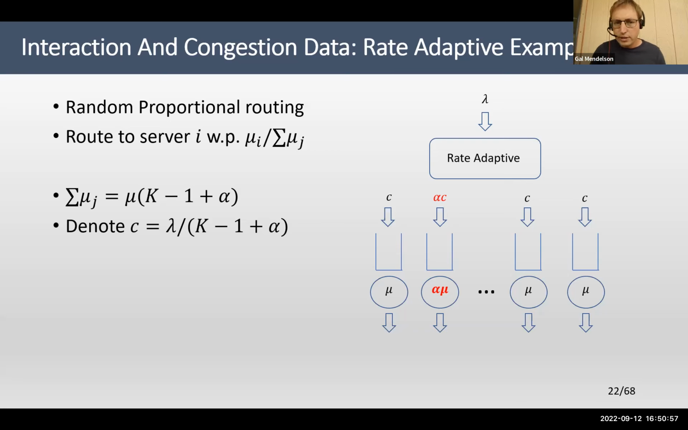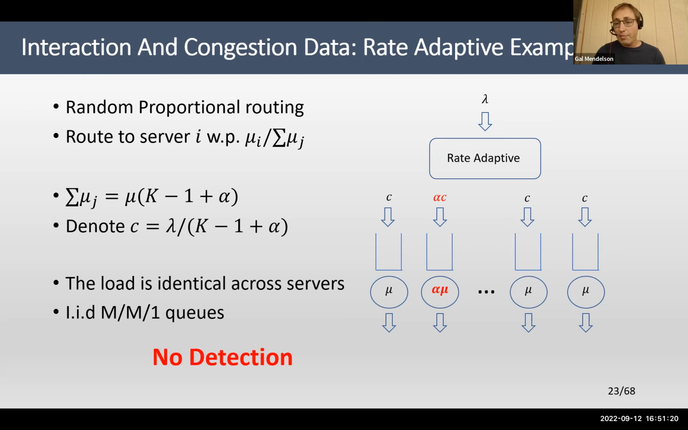And the load balancer does what's called random proportional routing, or rate adaptive, which means that every time a job arrives, it just randomly routes it to one of the servers, but with a probability that's proportional to its service rate. Okay? So what will happen here if we try to use the queue length data for inference?